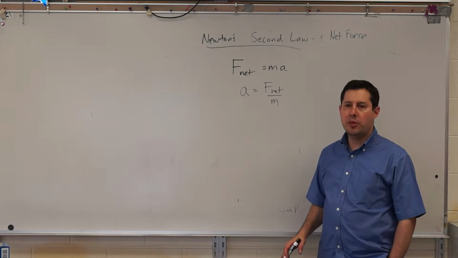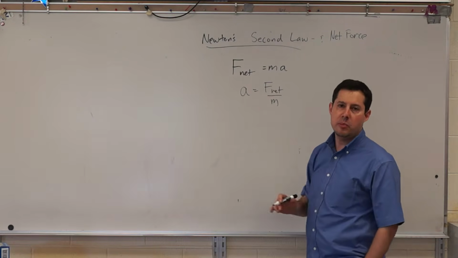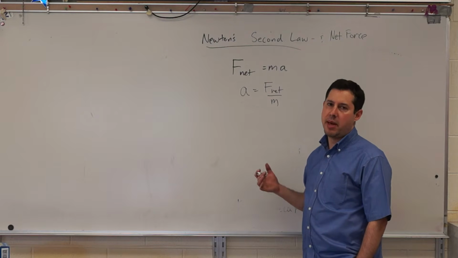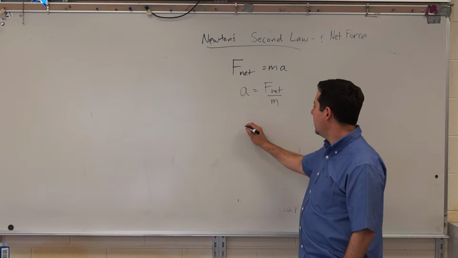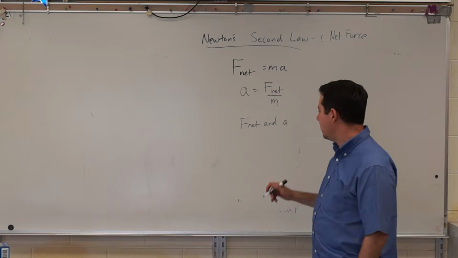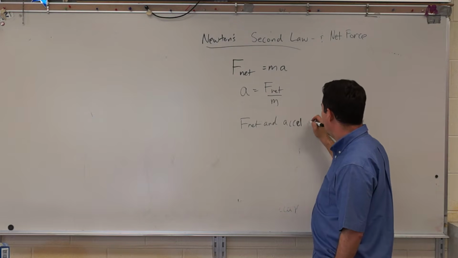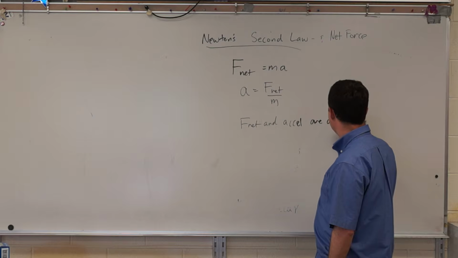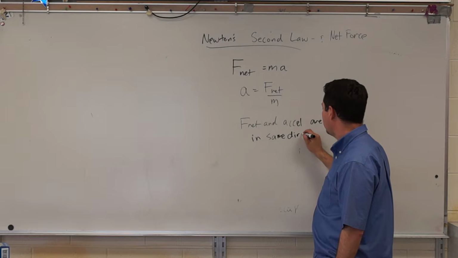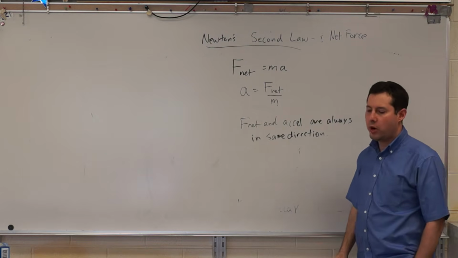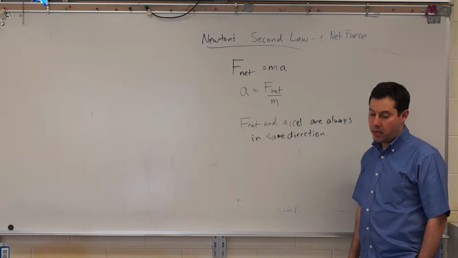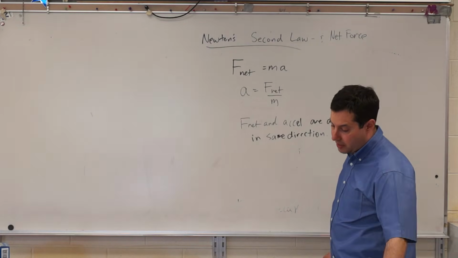So this tells you a couple things. If there's an acceleration, there's going to be a net force. If there's one, there's going to be the other. And how much of it depends on the mass of an object. Similarly, net force and acceleration, because they are both vectors, are always in the same direction. So where you have one, you always have the other. Now let's look at some applications of this.